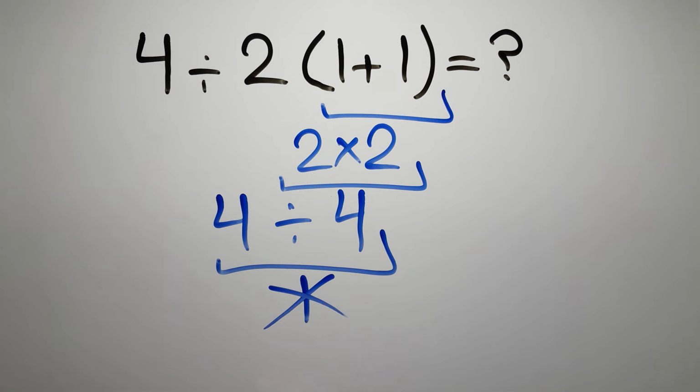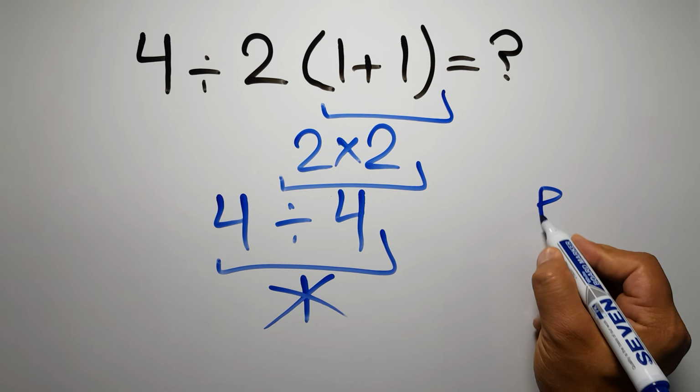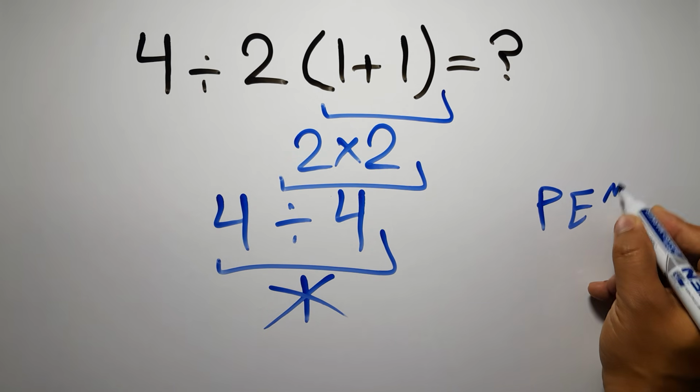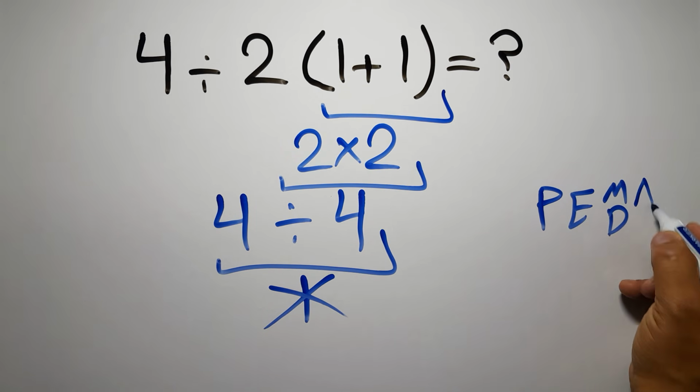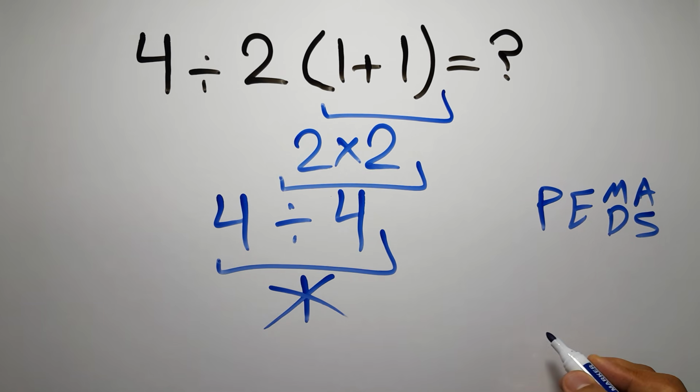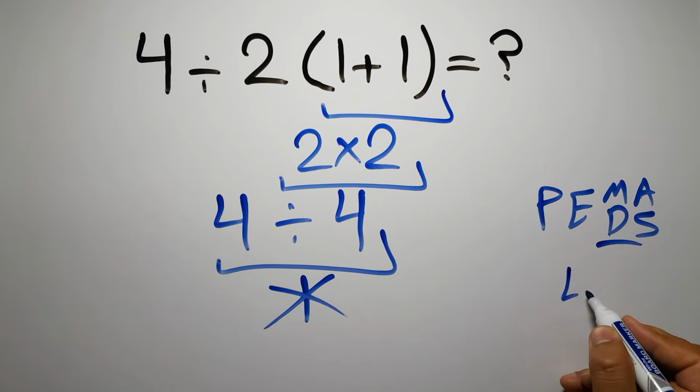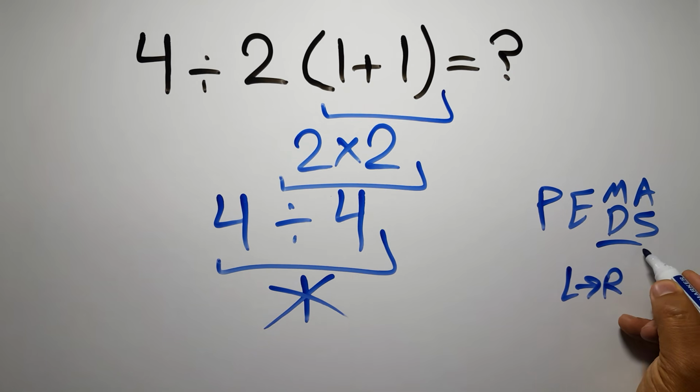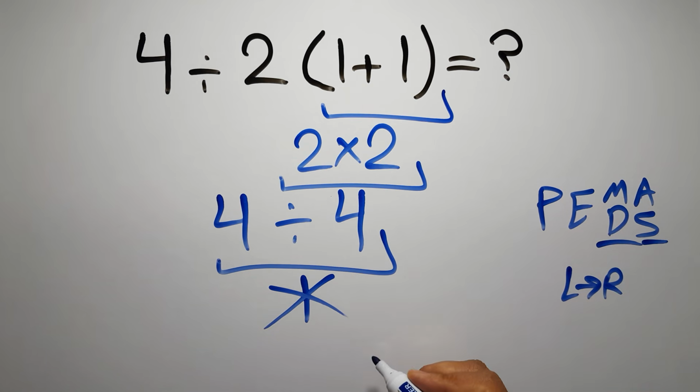Because according to the order of operations, first we have to do parentheses, then exponents, then multiplication or division, and finally addition or subtraction. Remember that multiplication and division have equal priority and we have to work from left to right. And the same applies to addition and subtraction.